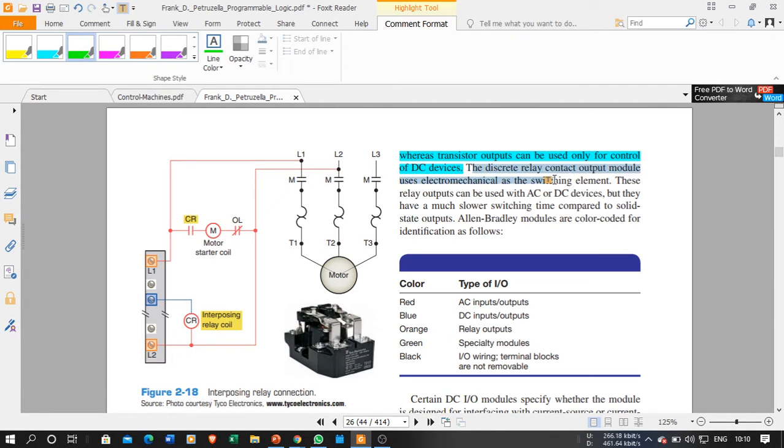The discrete output module uses an electromechanical element as a switching element. Okay, so if I am going to select the relay module, in the relay module there is an electromechanical element which can be used as a switching element, which will switch from on state to off state, off state to on state. This relay output can be used for AC DC devices, and this is universal.